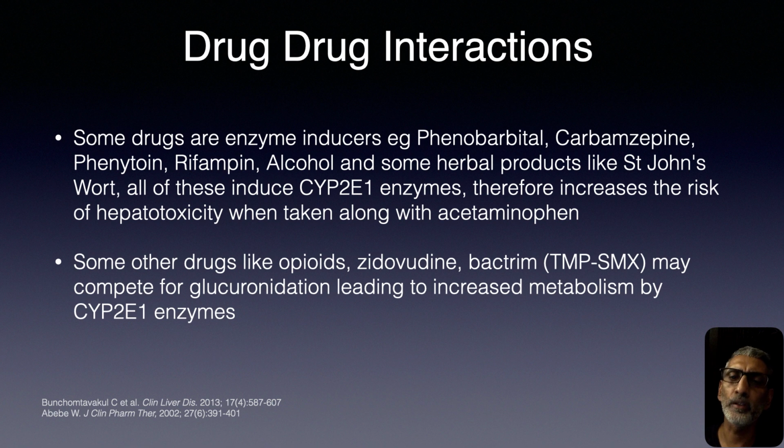If the patient is consuming acetaminophen simultaneously with some other drugs like opioids, zidovudine, or trimethoprim-sulfamethoxazole, which is Bactrim, they compete with the Tylenol for glucuronidation, which means less of the acetaminophen will be metabolized by glucuronidation and more will be metabolized by the cytochrome P2E1 enzyme, resulting in more toxic NAPQI. Therefore, some commercial products like Percocet, which is oxycodone-acetaminophen, are a bad combination for patients with liver issues.